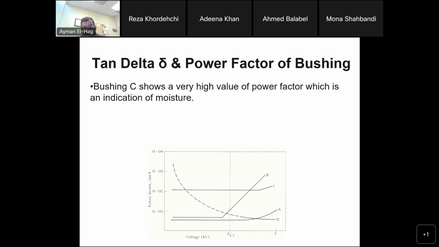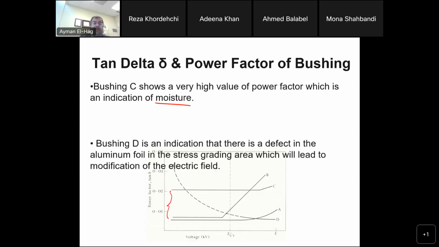Now, when you go to C here, it behaves somewhat like A. Okay, so it's consistent. It does not increase with voltage except when you exceed the rated voltage. However, the value here is consistently higher. That is an indication of moisture. So you always have to have something to compare with. You cannot just have an absolute value. It depends on the system and the environment and so on and so forth.